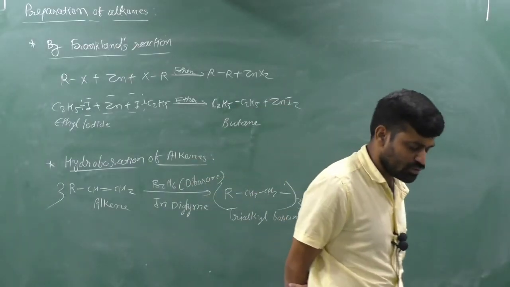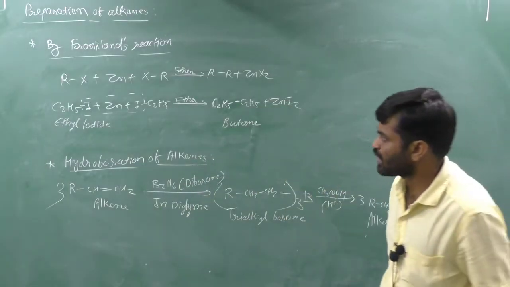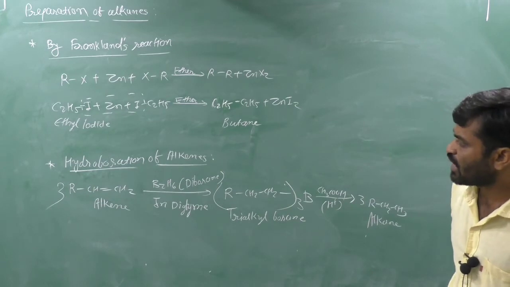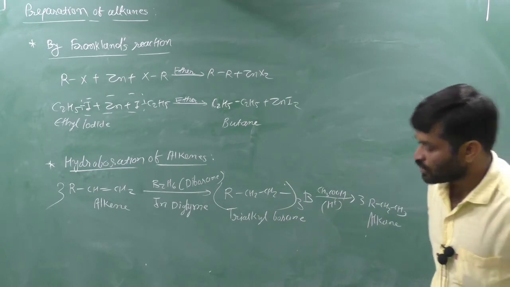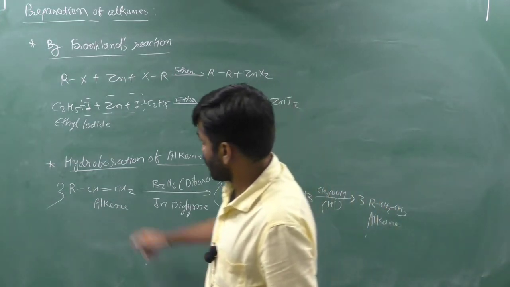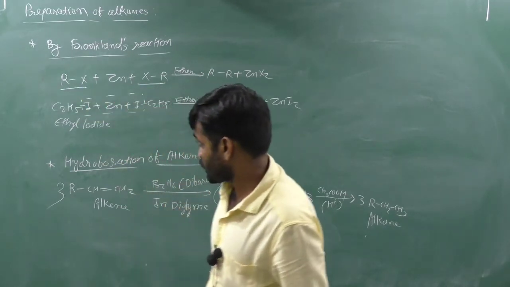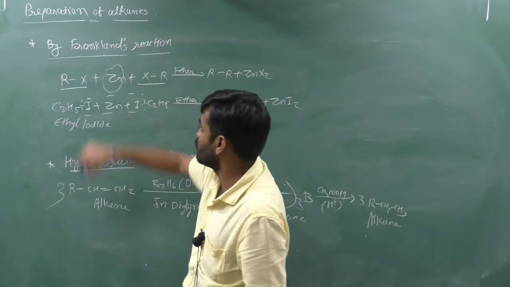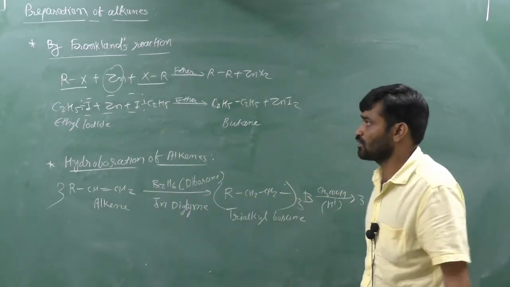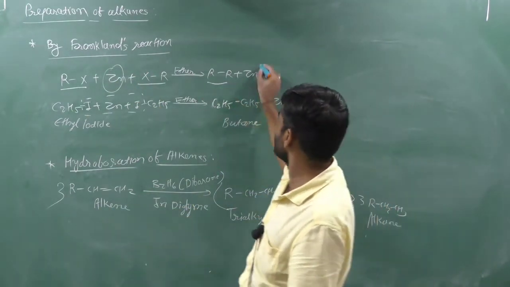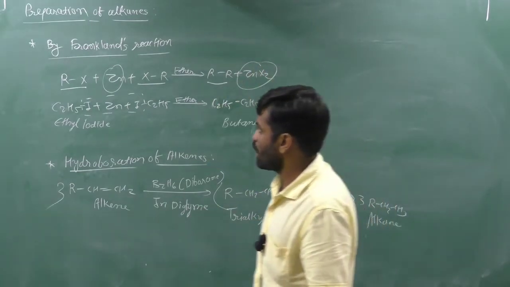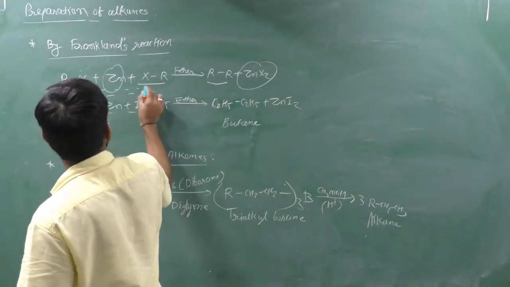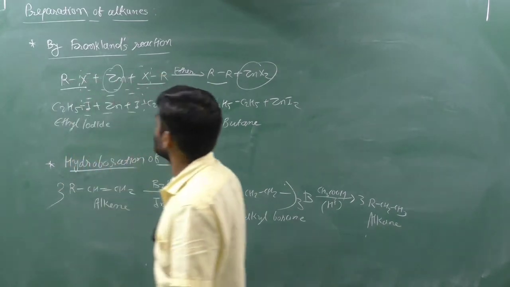Now we can study two important methods. First one is the Frankland reaction. Second one is hydroboration of alkenes. What is the Frankland reaction? If we have an alkyl halide RX, we treat it with zinc metal in the presence of ether. We get R-R and ZnX2. ZnX2 is removed and the two alkyl groups are coupled to each other.